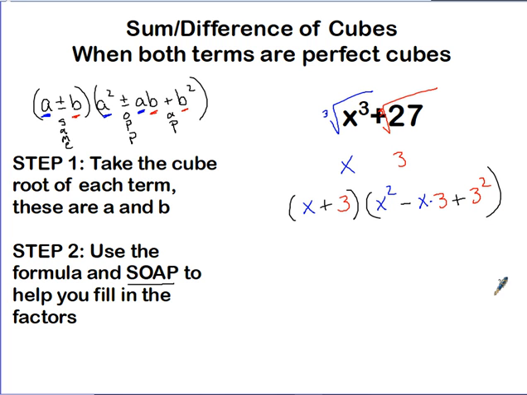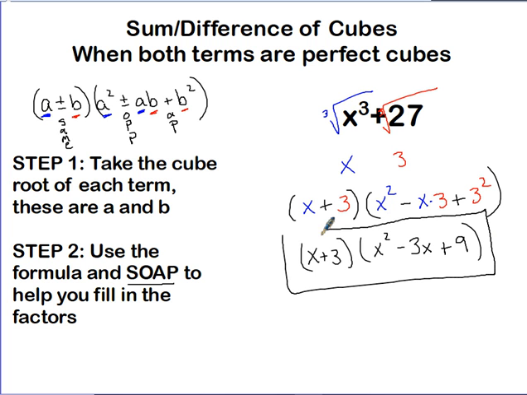And then what we're going to do is simplify these things. So x plus 3 is simplified. x squared is simplified. x times 3 we don't usually write like that. We usually write the number next to the variable, so I'm going to change that to 3x. And then 3 squared I can simplify to just 9. So this would be my final factored answer. So, sum and difference of cubes. You need to know this formula, and use SOAP to help you remember what signs go where. And that's it for factoring binomials.